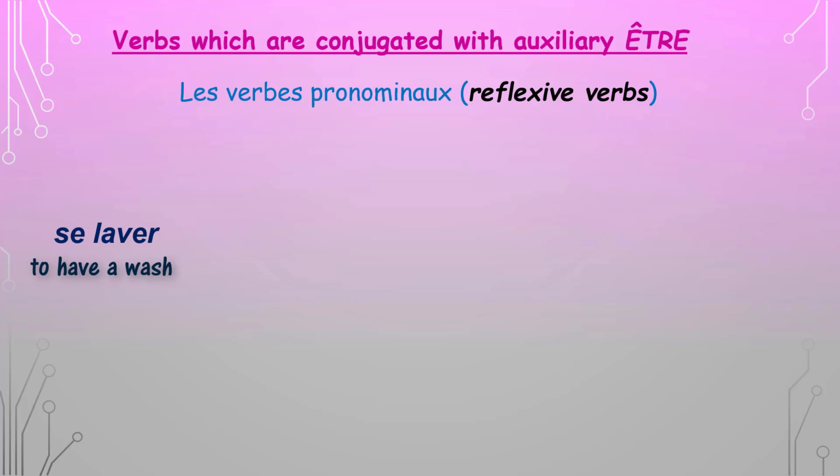Verbs which are conjugated with auxiliary être are the reflexive verbs, which we say in French as les verbes pronominaux. Now let's use one reflexive verb as an example, which is se laver. Now here is a sentence in the present tense, and let us see how the same sentence can be changed into past tense, that is passé composé.